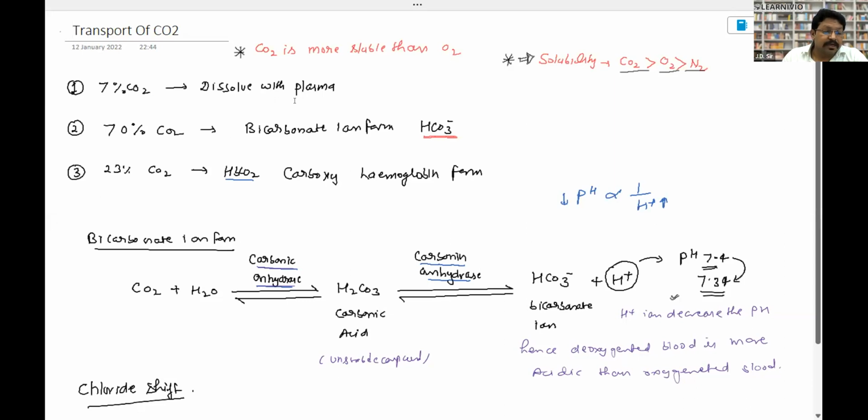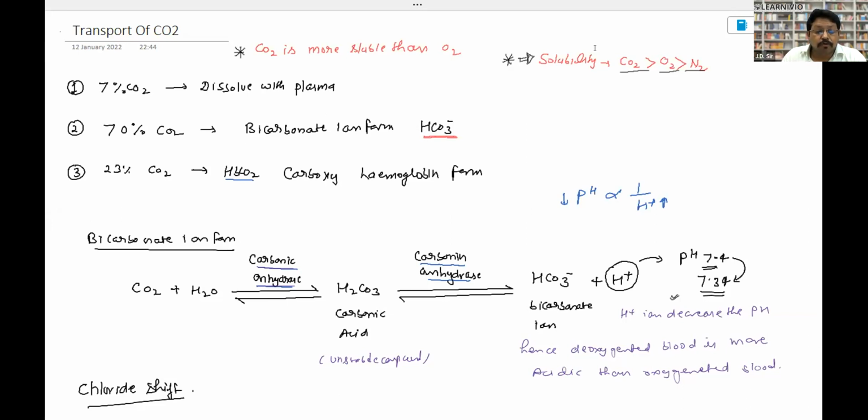7% of carbon dioxide is dissolved in the blood plasma, transported in dissolved condition in the blood plasma. 70% as bicarbonate ion, HCO3, right? 23% in carboxyhemoglobin.